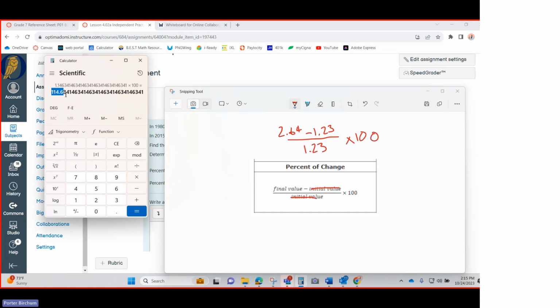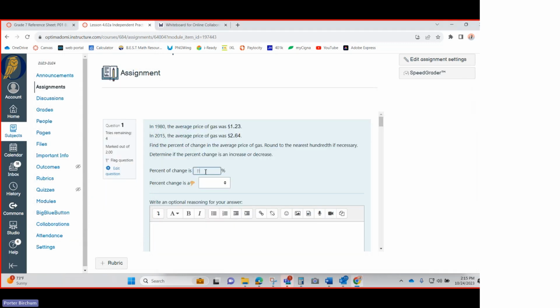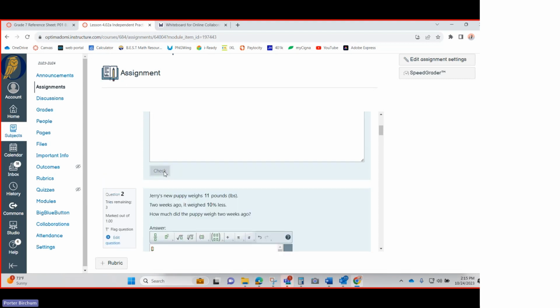And I'm rounding to the nearest hundredth, so I need to look at the thousandths place. Is the thousandths place closer to 0 or 10? Closer to 0, so it rounds down. So my answer is 114.63%. Looks like an accidental emoji got put there. Percent change is an increase because it's a positive percent, and I can tell from the story that the number went up. Check.